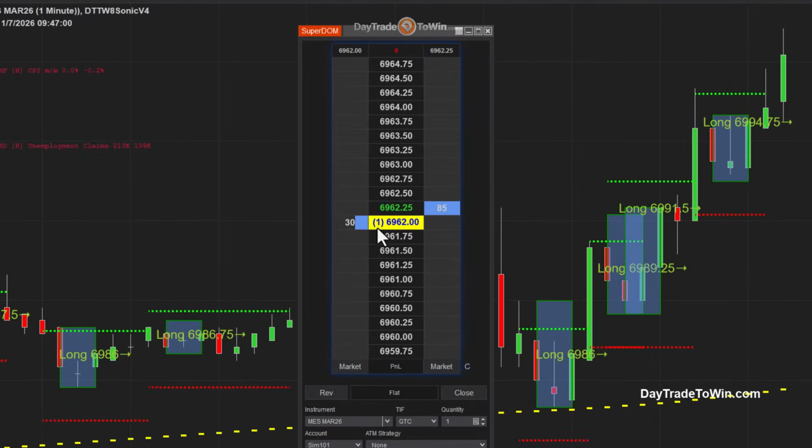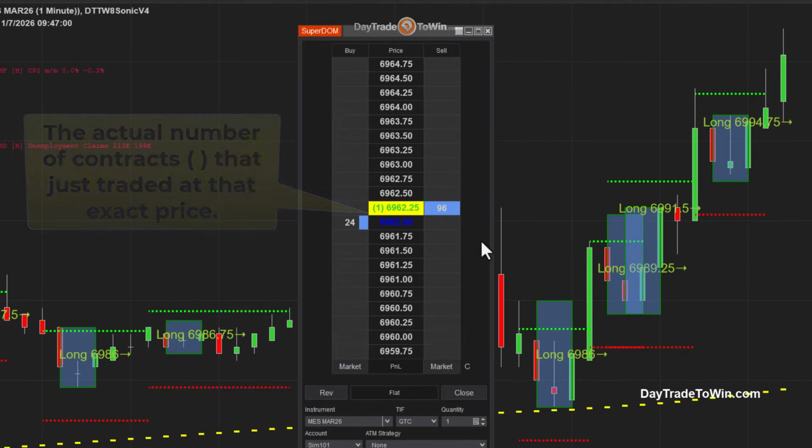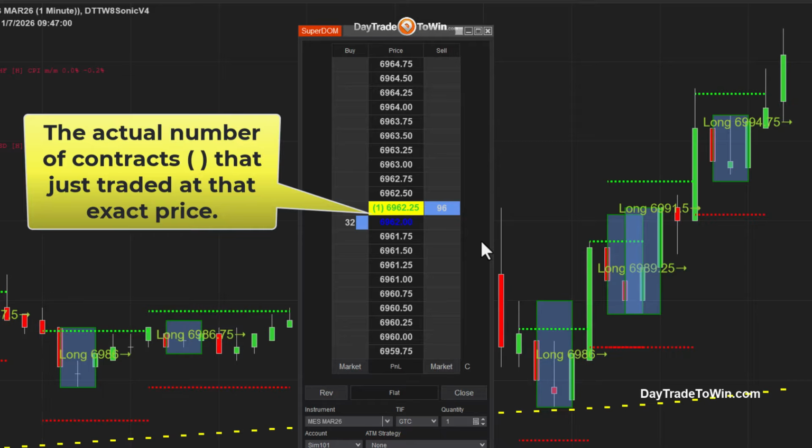So when you see this number in parentheses, all you have to think about is saying, okay, three contracts were traded at that price in this moment. And then if it moves up or down, there may be another value. You see here, now it's two contracts traded at this specific price. So just know that those numbers, the parentheses, is really telling you actual traded contracts that changed hands.